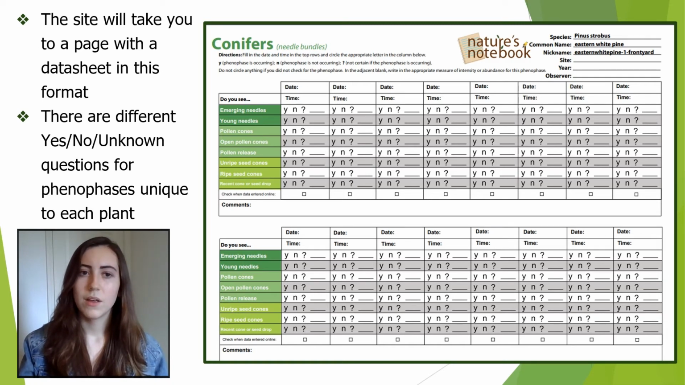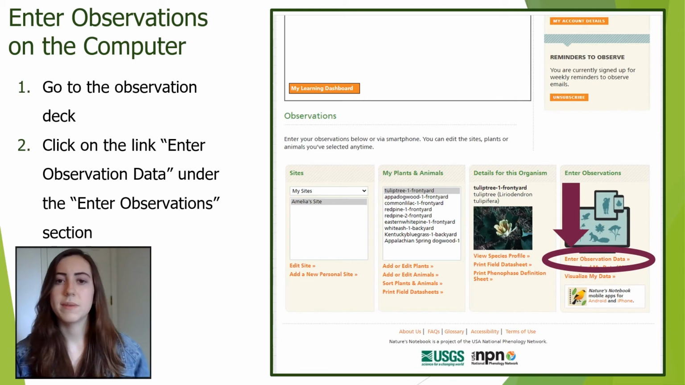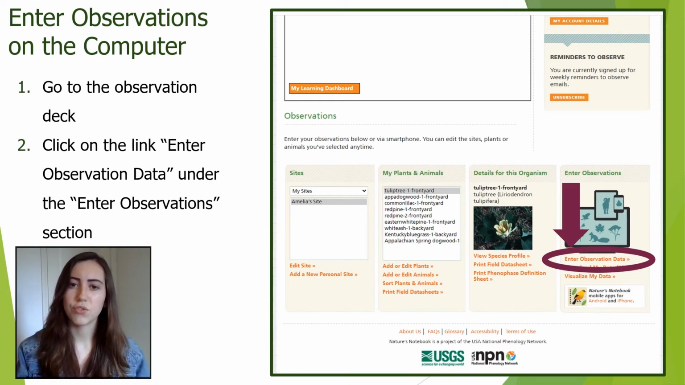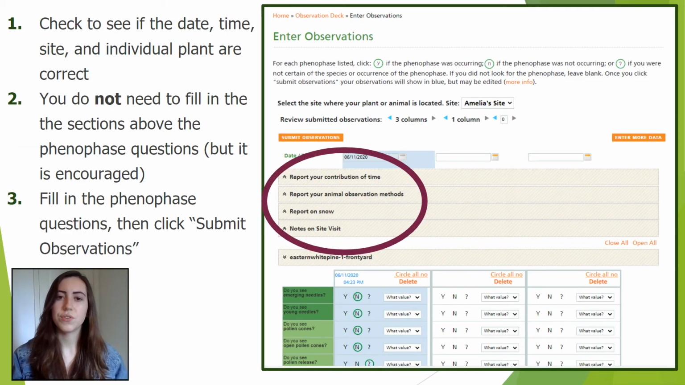Once you physically fill out your datasheet, you must enter the information into the Nature's Notebook website. To enter observation data on your computer, go to the section entitled Enter Observations, which I circled on the very right side of the page in your observation deck. Then click on the link, Enter Observation Data. You will fill in the same information you took down on your physical data sheets. Make sure you have your data sheets on hand.